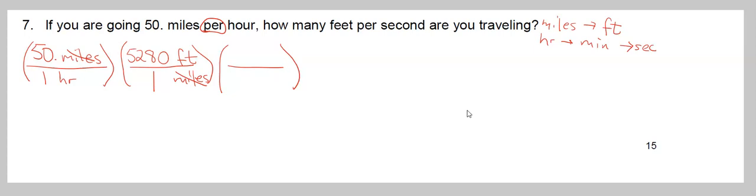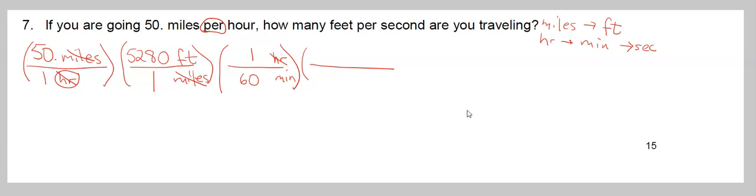Now notice here that hours is in the denominator. So when I'm going to try to cancel it, I need to have hours up here in the numerator this time. And then I'm going to convert that first to minutes. So minutes will be down here. And then I ask myself, well, in 1 hour, there are 60 minutes. 1 hour equals 60 minutes. That makes hours cancel.